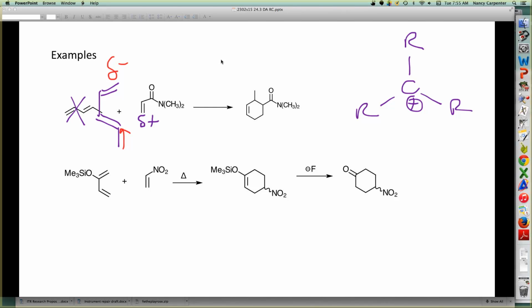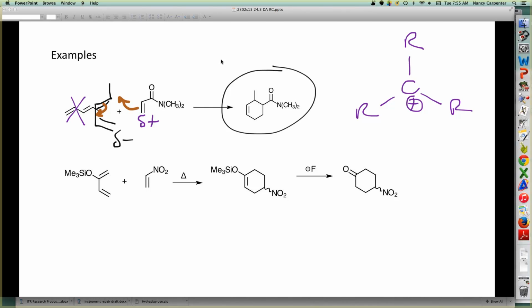In which case, I've got to flip this around so that my diene looks like this, because I want my delta minus to match up with my delta plus to give me that regioisomer. And these regiochemical outcomes are pretty much exclusive. So if any of the other regioisomer is formed, it is definitely a minor product. How about the one below?